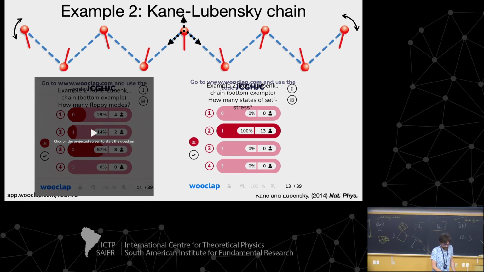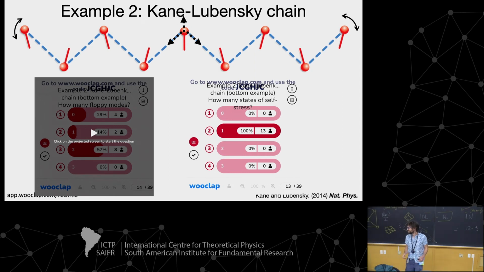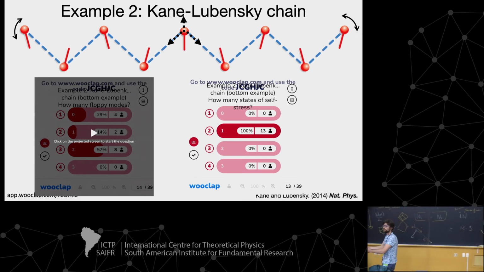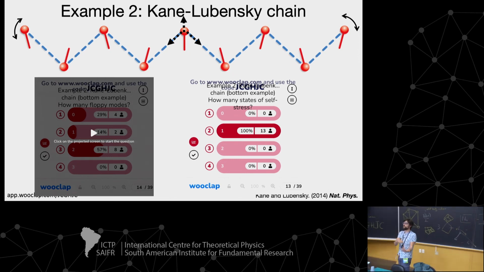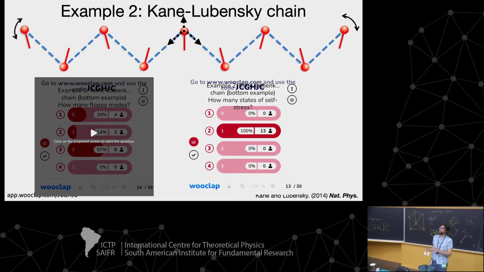Cool. All right. So that's it for this. And I think you will see more of this chain maybe with Xiaoming, I believe, or at least related lattices, where not only can you use your micromechanics intuition to tell where the zero modes and the states of self-stress are, but you can also borrow tools from condensed matter theory to predict when the edge modes, the floppy modes or the states of self-stress, will move. Okay?